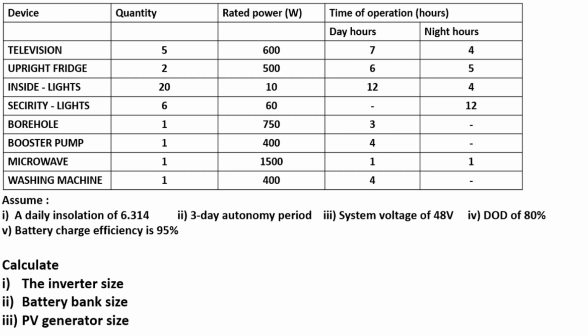So the question says, assuming a daily insolation of 6.31, that's assumption number 1. Assumption number 2, a 3-day autonomy period. Assumption number 3, a system voltage of 48 volts, and a depth of discharge (DOD) of 80%, and the battery charge efficiency is 95%. The question says, calculate the inverter size, the battery bank size, and the PV array size. So we are now calculating.